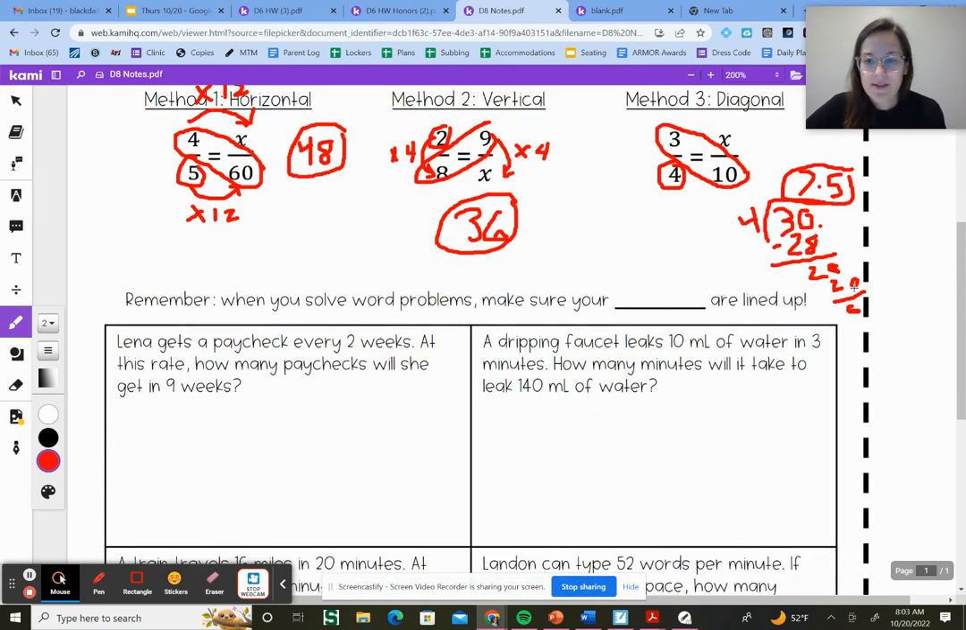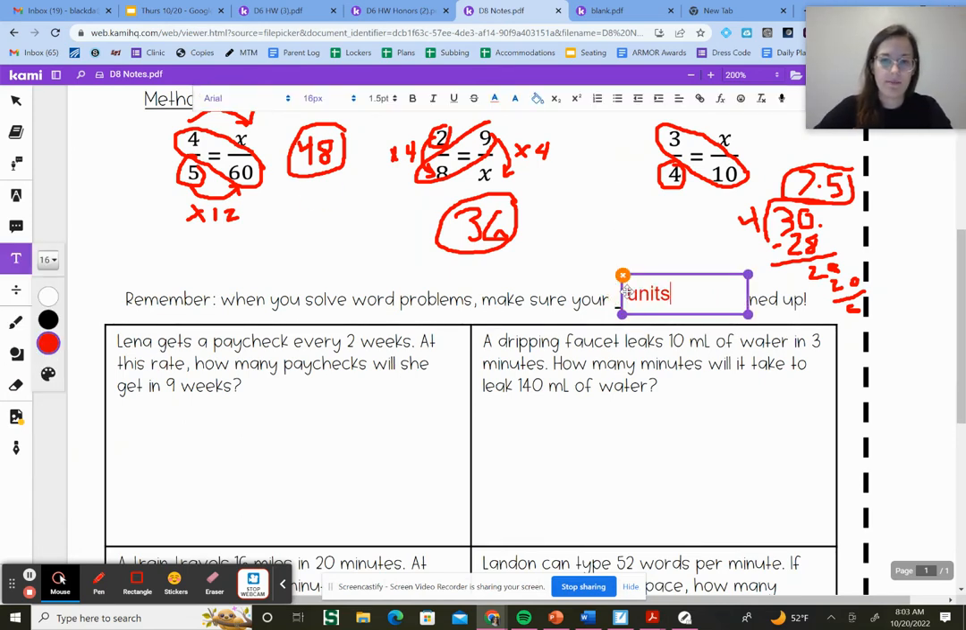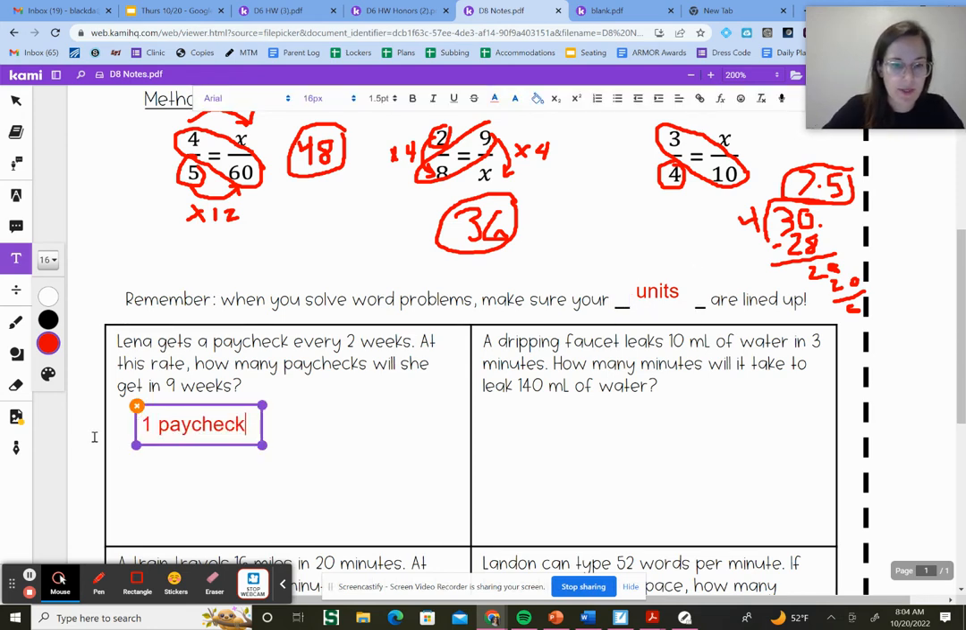All right, now we're going to check out some word problems with proportions. The most important thing here is to make sure your units are lined up. So for example, if you have miles on the top, you got to keep miles lined up on the top. Hours on the bottom, make sure it's lined up on the bottom. So let's check this one out. Lena gets a paycheck every 2 weeks. At this rate, how many paychecks will she get in 9 weeks? All right, so she gets a paycheck every 2 weeks. That means one paycheck every 2 weeks.